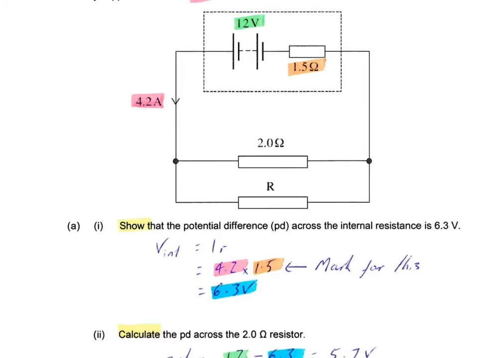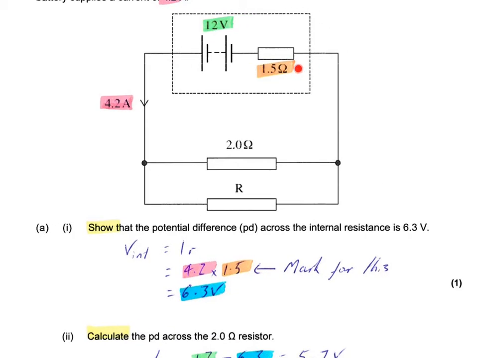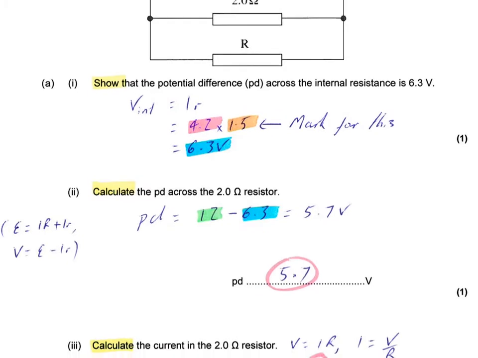That's simply the PD across there, so we're just doing a V equals IR across there. That has got the full 4.2 amps going for it, so there's the mark, because it's a show question, for doing an IR on that current and that internal PD. So the marks for that line there, that does get you to the 6.3 volts.